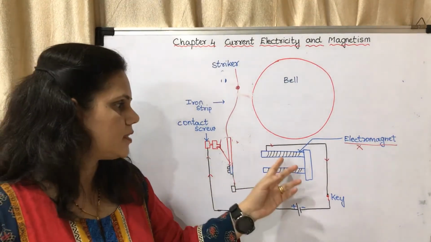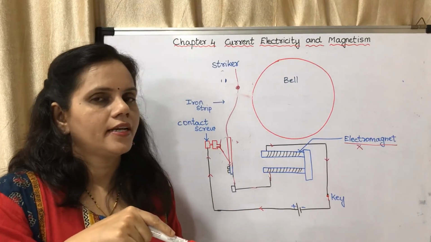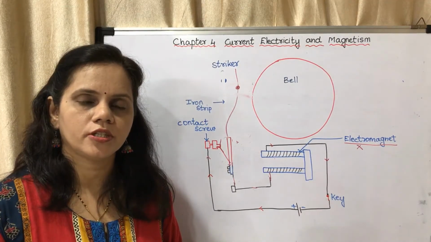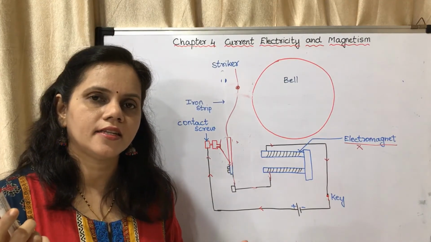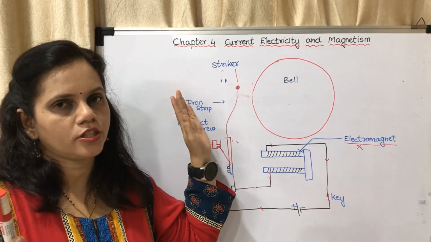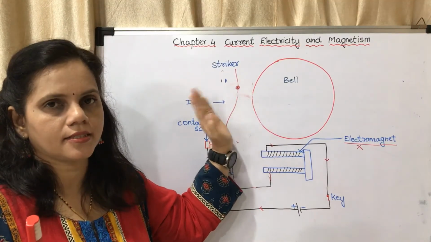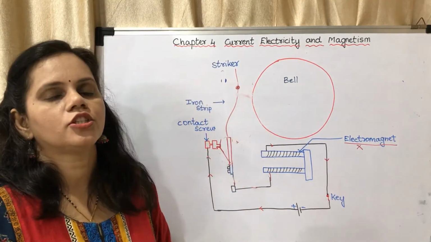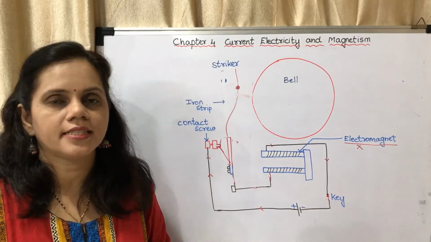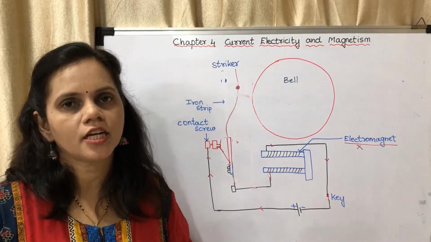That means when this acts as an electromagnet, it will ring. When it is not acting as an electromagnet, it will come back to its original position. Again, when it acts as an electromagnet, it will ring. Again, it will come back to its original position. So this striker does like this, with the help of this electromagnet. That is one application of electromagnet. This is the working of electric doorbell.